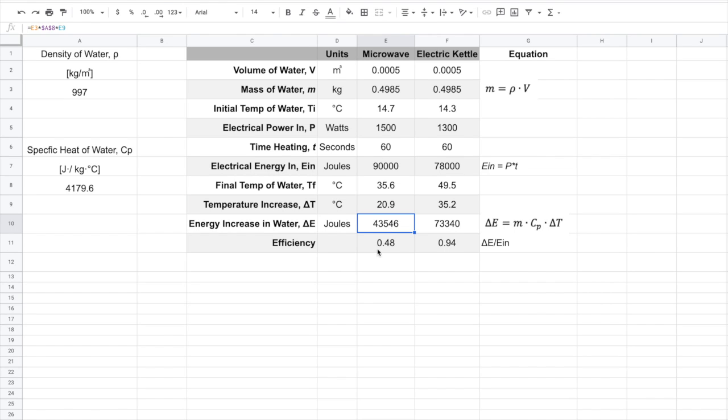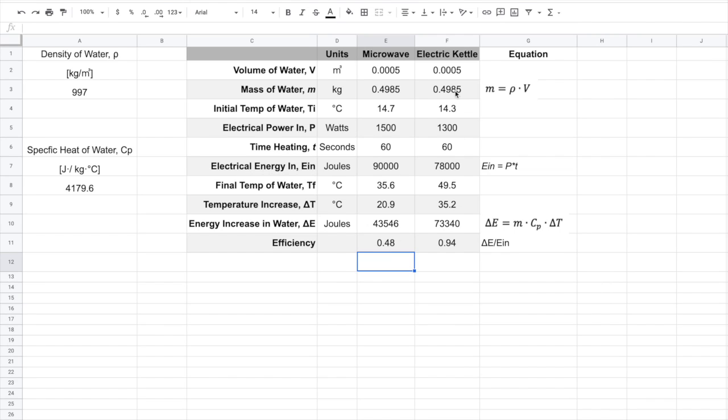The final calculation was efficiency. So that basically says how efficient was the microwave at converting electrical energy coming in to actual heat in the water. So to calculate that, you just take the change in energy, which is this cell here. So that's how much the water did change in terms of energy, divided by how much energy was put into the system using electrical energy. And what it showed here is that the microwave was roughly 48% efficient.